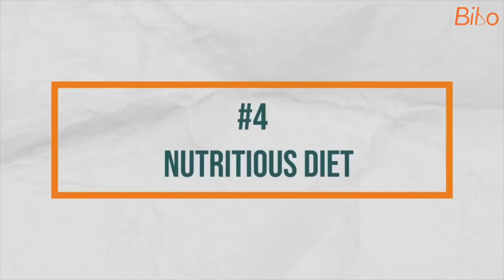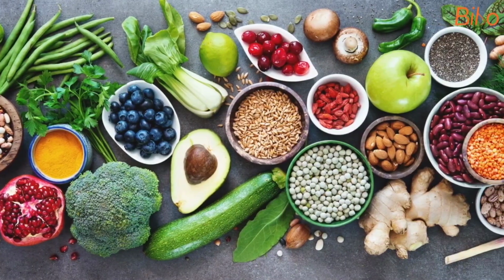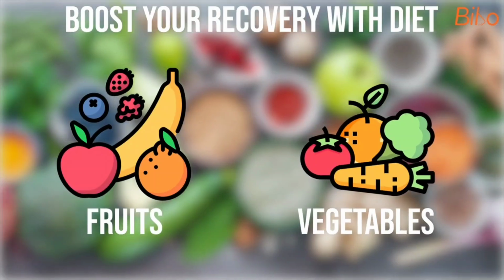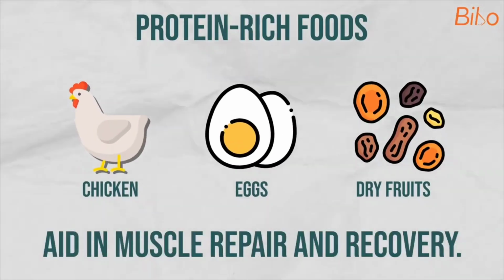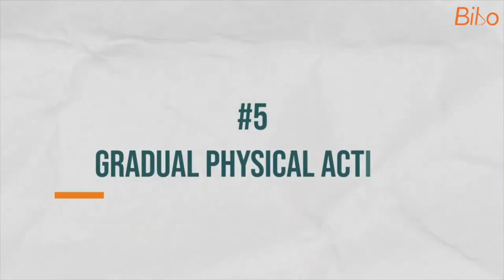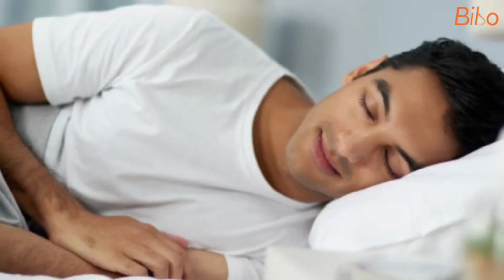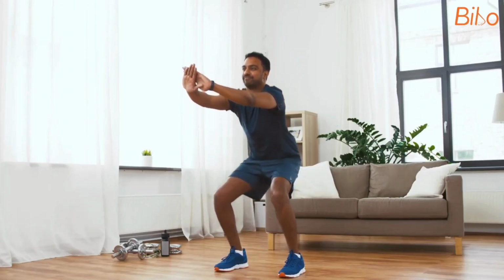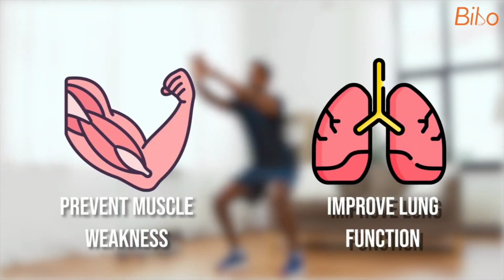4. Nutritious diet. A balanced, nutritious diet can play a crucial role in your recovery. Foods rich in vitamins and minerals, such as fruits and vegetables, can boost your immune system. Protein-rich foods aid in muscle repair and recovery. 5. Gradual physical activity. While rest is essential, gradually incorporating light physical activity, as advised by your doctor, can prevent muscle weakness and improve lung function.